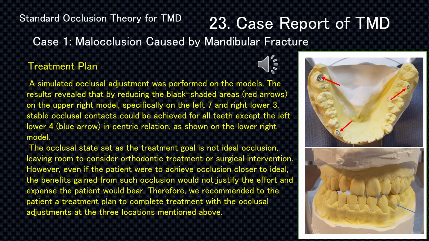The occlusal state set as the treatment goal is not ideal occlusion, leaving room to consider orthodontic treatment or surgical intervention. However, even if the patient were to achieve occlusion closer to ideal, the benefits gained from such occlusion would not justify the effort and expense the patient would bear. Therefore, we recommended to the patient a treatment plan to complete treatment with the occlusal adjustments at the 3 locations mentioned above.